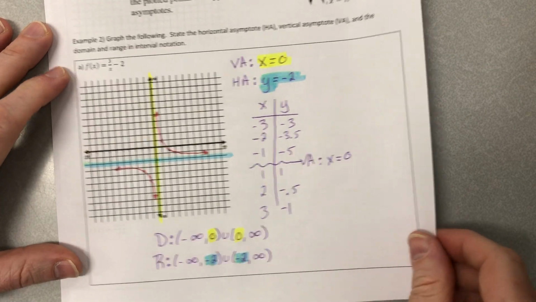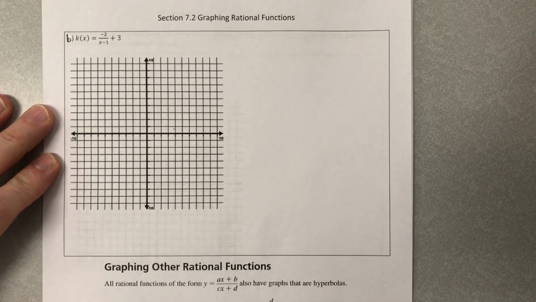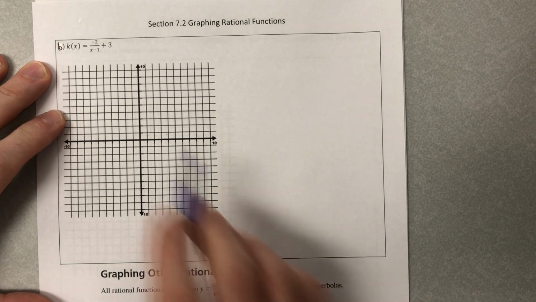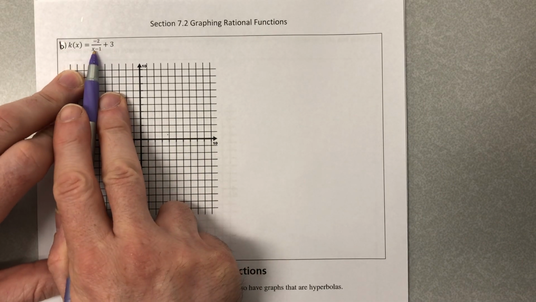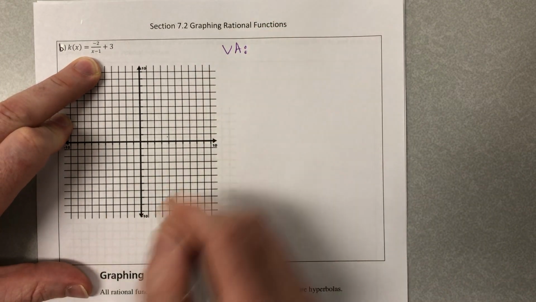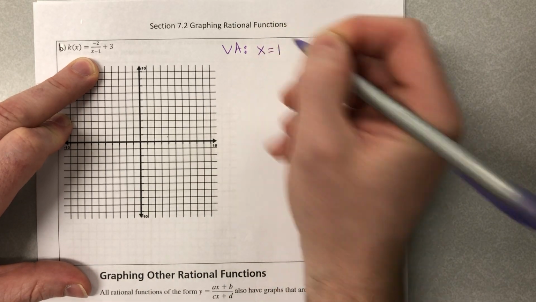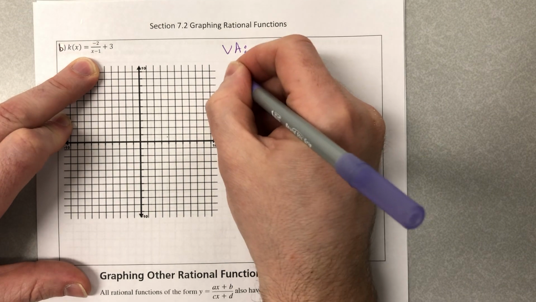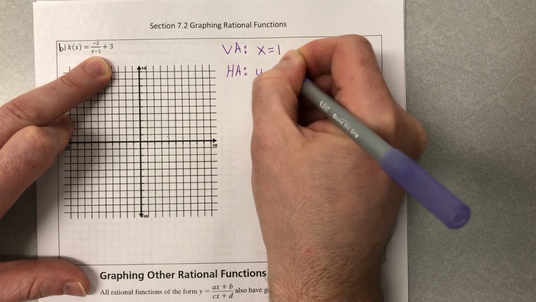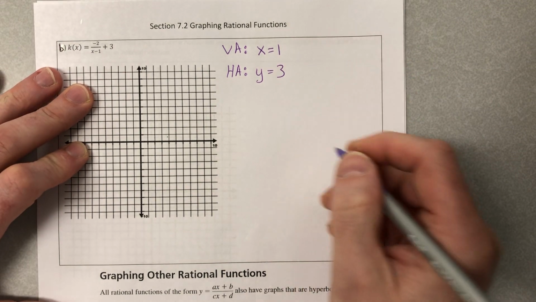All right? So let's graph another one of these that looks a little bit different, and it kind of moves it both horizontally and vertically. Now, if we think about this here, it says x minus 1. So our vertical asymptote will now be x equals 1. Our horizontal asymptote is our plus 3, so that'll be y equals 3.